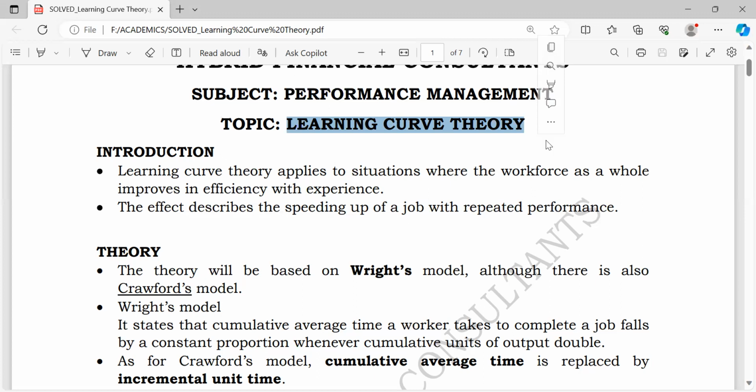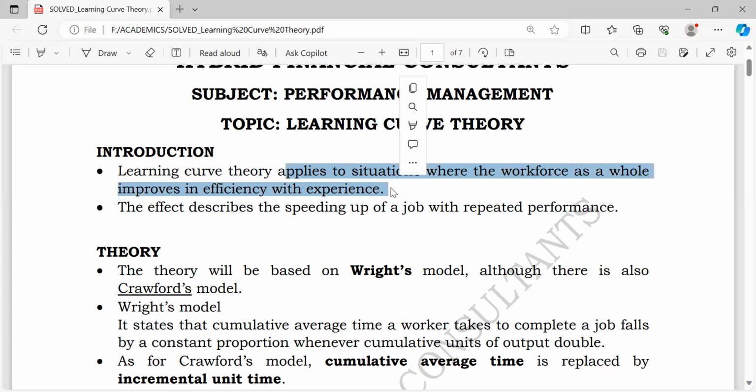All right, so learning curve theory simply applies to situations where the workforce as a whole improves in efficiency with experience. So the workforce becomes more efficient as time goes on. The effect describes the speeding up of a job with repeated performance. So repeating it actually makes labor much more comfortable, and much less time is taken to accomplish exactly the same job. So there is a theory that we will base upon.